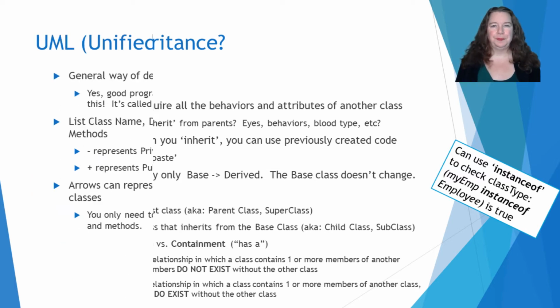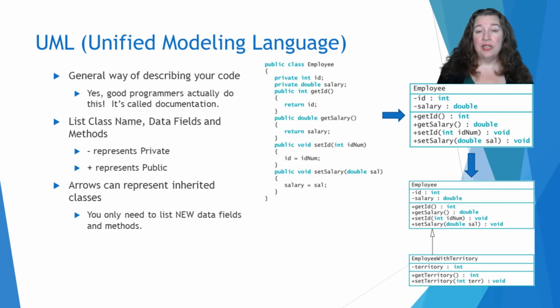Assuming you have the intention of continuing on in programming, you're probably going to learn about UMLs. UML stands for Unified Modeling Language, and it is simply a way of describing your object-oriented code. If you ever go into databases, this is important there as well because we use UML diagrams in databases. Yes, good programmers actually do this. This is documentation. You want to actually do this.